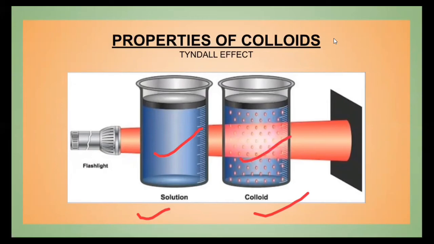You can do this experiment very easily at home in a dark room. Try to make a thin, dilute starch solution and try to pass light through it. You will see the whole path of light in it.